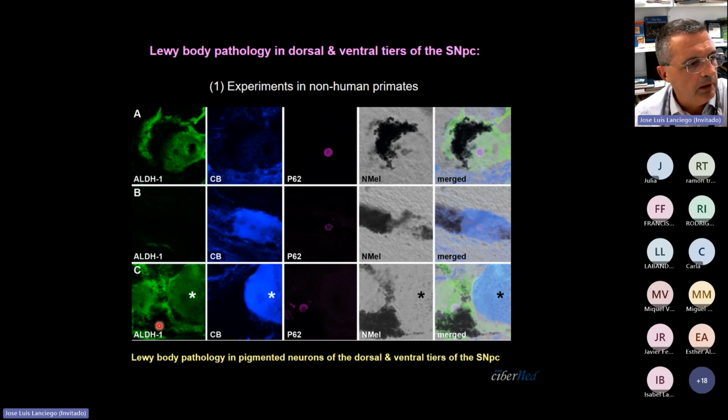And here you have the ideal example. You have one neuron that is heavily pigmented and positive for aldehyde dehydrogenase, so it's a neuron of the ventral tier. There's another neuron here that is positive for both aldehyde dehydrogenase and calbindin, but with a very small amount of neuromelanin here. And for sure, these neurons don't have any Lewy bodies. So we have two neurons close to each other. The one that is heavily pigmented is positive only for this marker, and it's the only one that has a Lewy body.